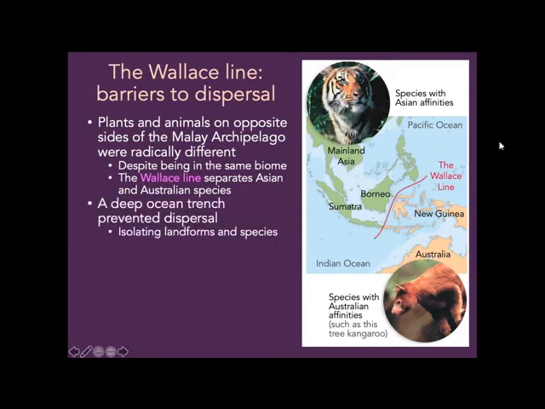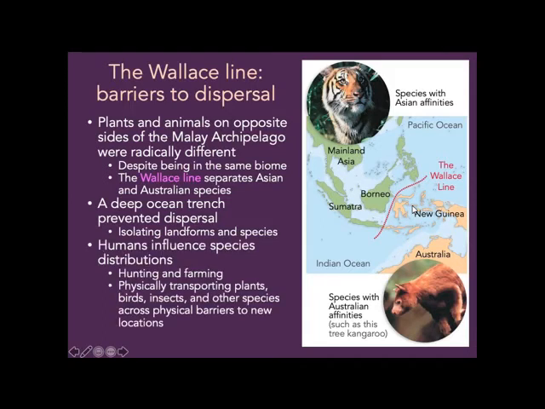And what we now know is that there's actually a deep ocean trench through here. And this deep ocean trench has separated landforms and species so that they can't cross. So you're not able to get on a little raft and go across this way like you would between the islands on either side of the trench.